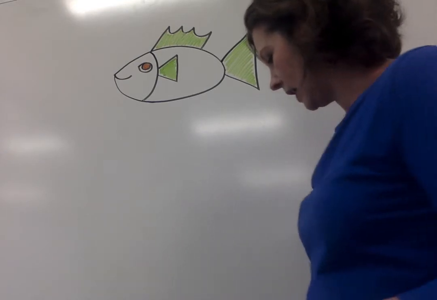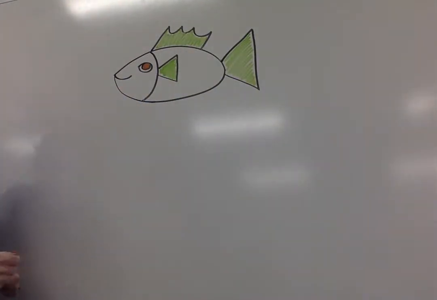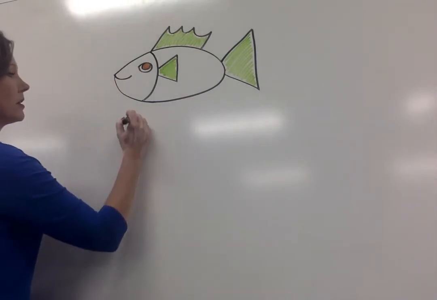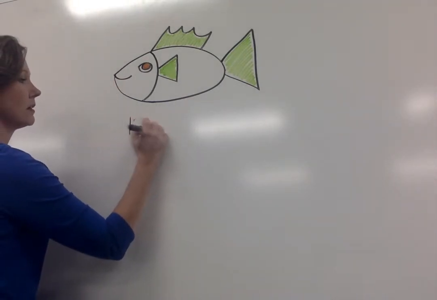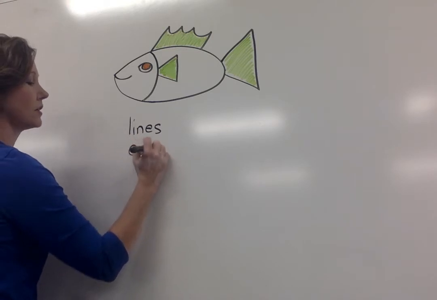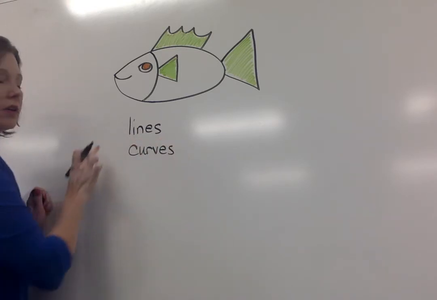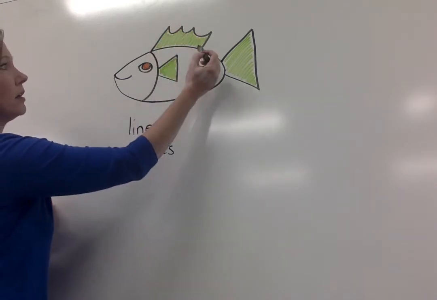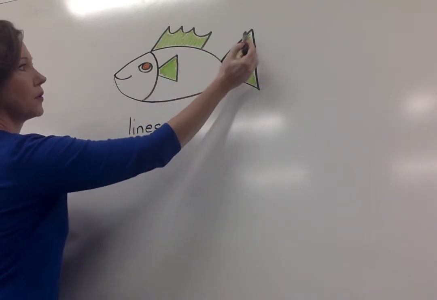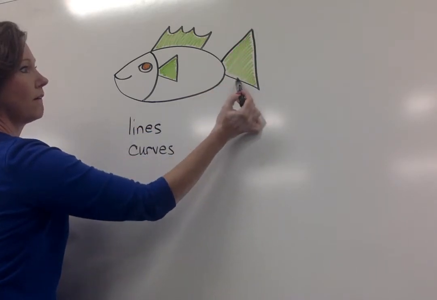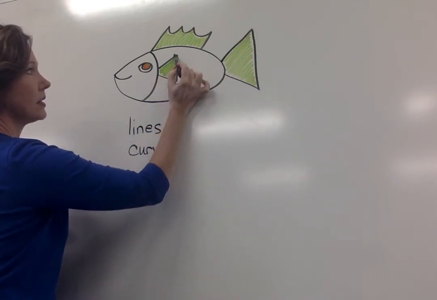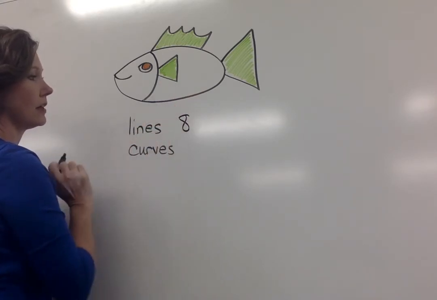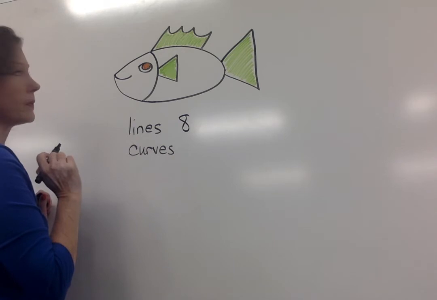All right. Let's count them. Let's start with our lines first. So if we have parts of lines and curves, let's count. Which should we count first? Okay, we'll count the lines first. Lines are straight, and so we're going to count 1, 2, 3, 4, 5, 6, 7, 8. We had 8 parts of lines. Let's see how many curves we had.